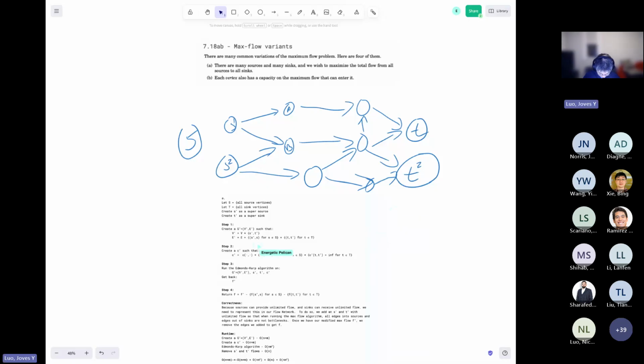Okay. So I'm going to connect my super source to all sources, and then I'm going to connect all my sinks to my super sink. Okay. So here we're going to go like this, like that.